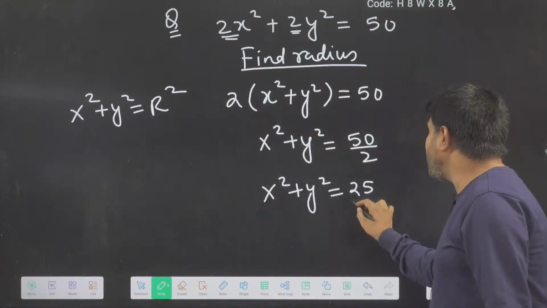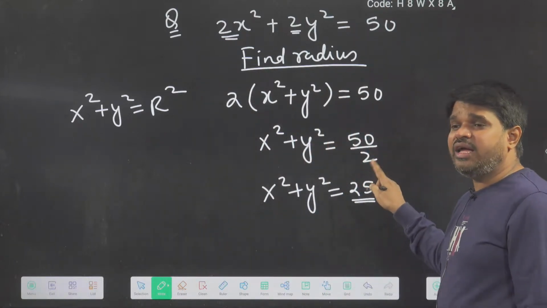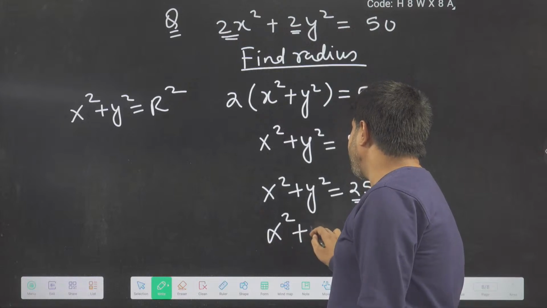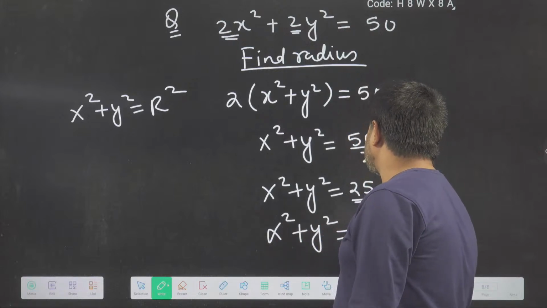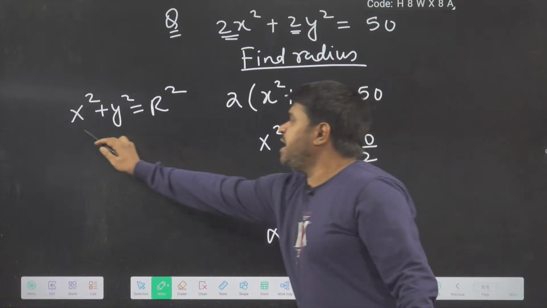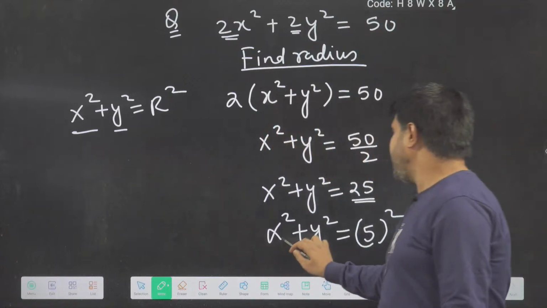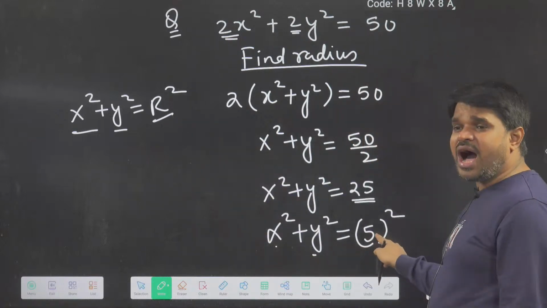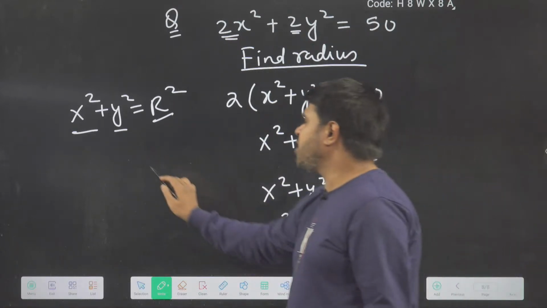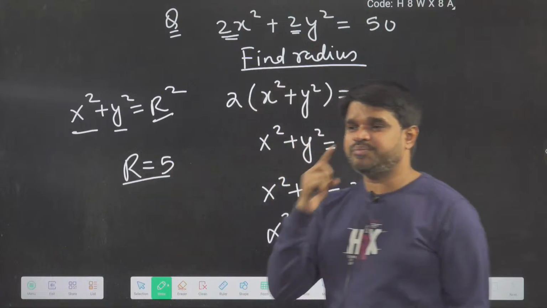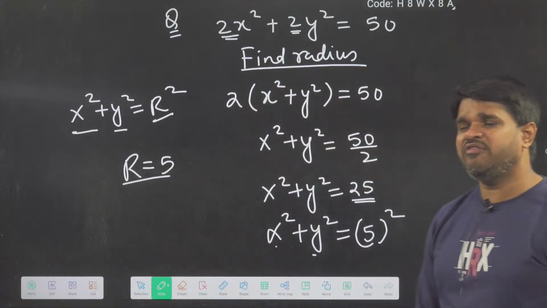So first of all, you have to write 25 in the form of what? Square. So x square plus y square equals 5 square. Now compare x square plus y square equals r square. What is r here? 5. So what will be the radius? Radius will be 5.